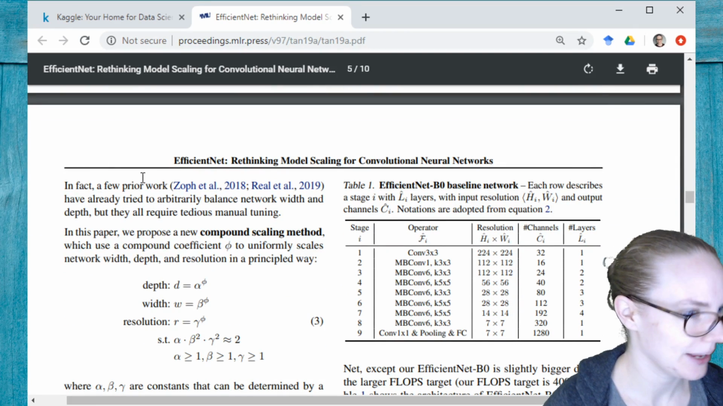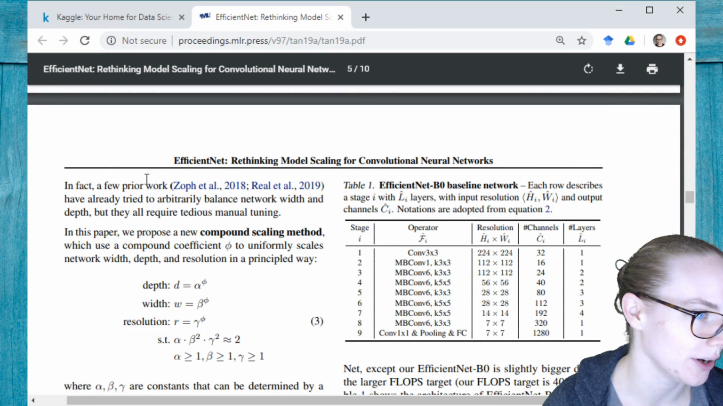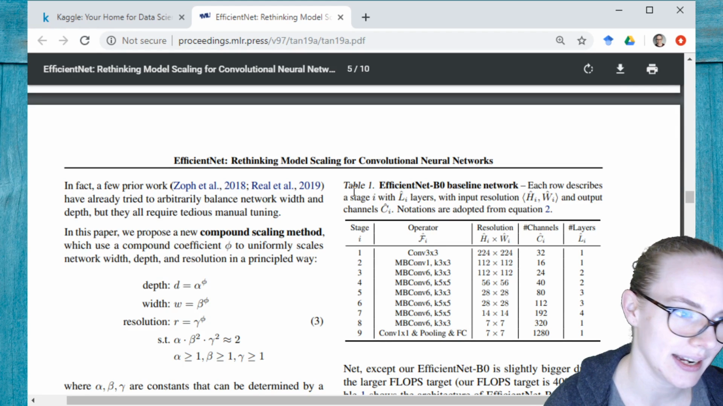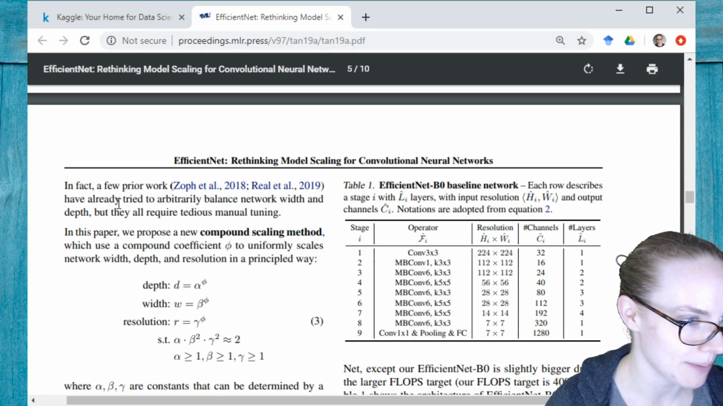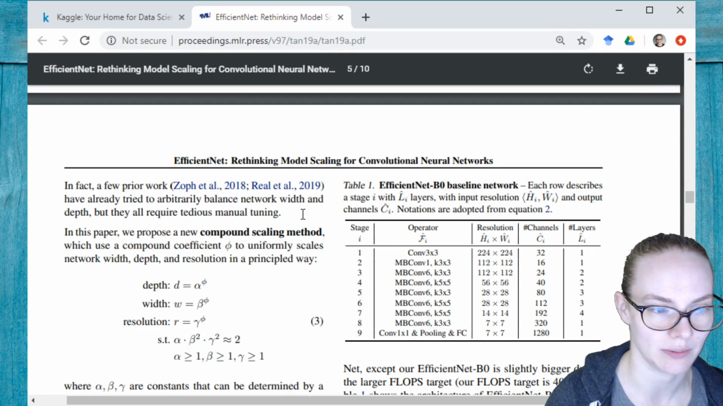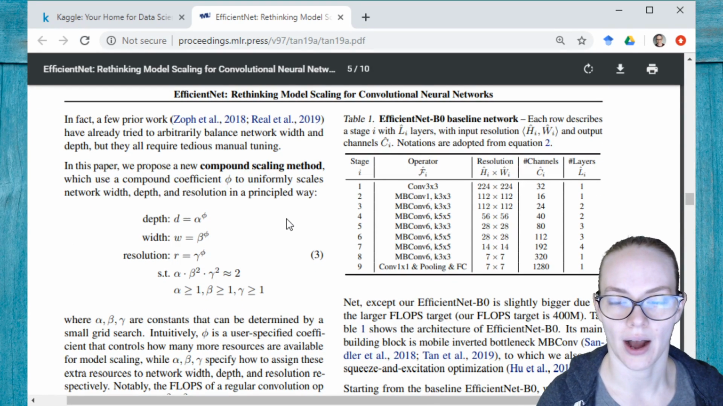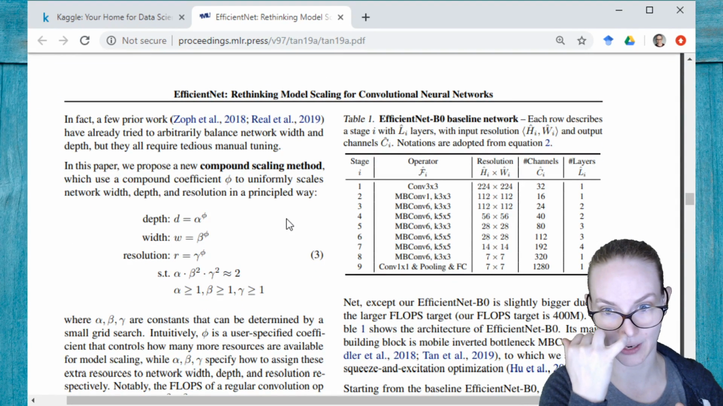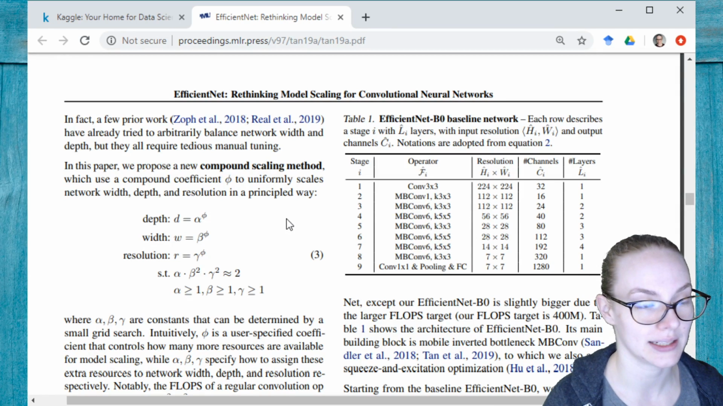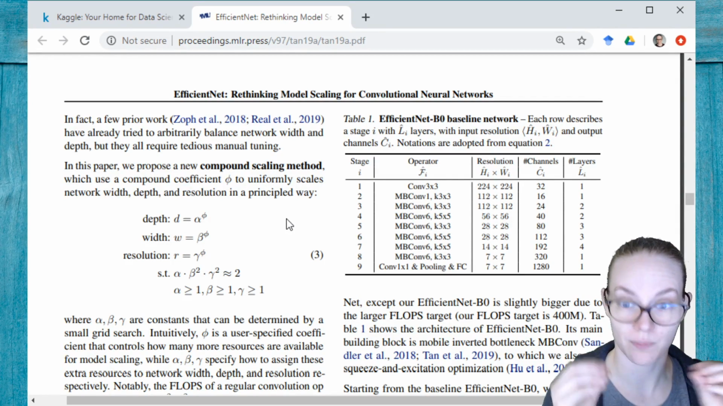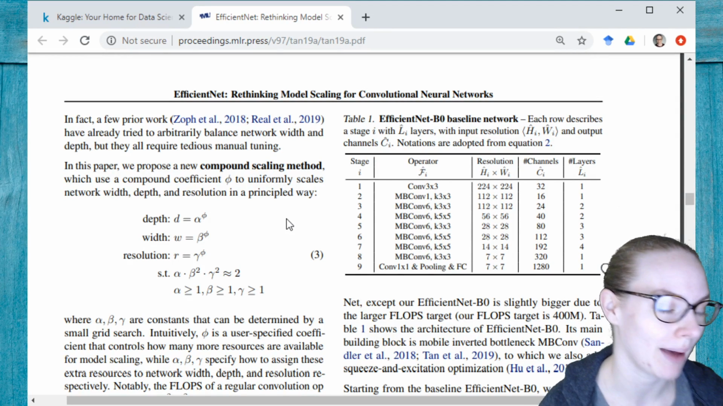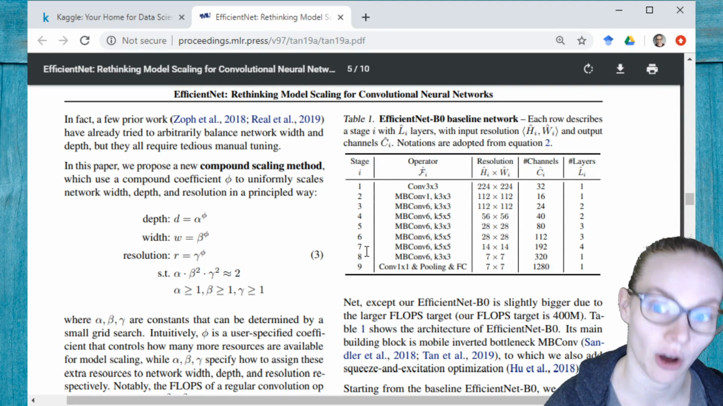All right. In fact, a few prior works, Zoph et al. 2018, Real et al., or maybe Real et al. 2019, have already tried to arbitrarily balance network width and depth, but they all require tedious manual tuning. So increasing the width and the depth together gets you a better result, but in the previous work you have to do that hyperparameter tuning by hand, and they're proposing an automated way to do it.